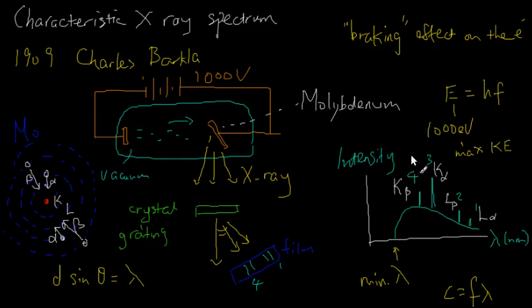Okay, so in a very similar way to the hydrogen spectrum, these lines correspond to transitions from a higher orbit to a lower orbit.